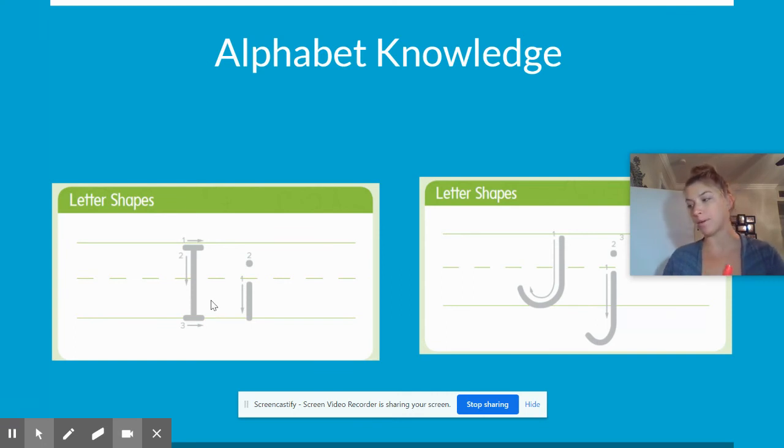Awesome. If you have paper, go ahead and write the capital I. If you don't, that's okay. You can watch me and practice forming it with your finger. So again, little line, big line, little line. That's our capital I. All right, let's move on.